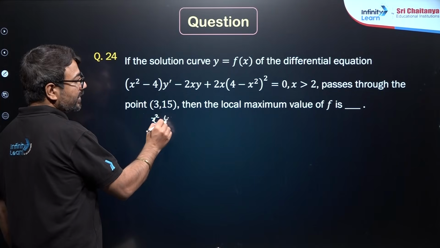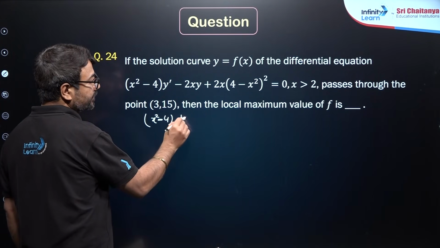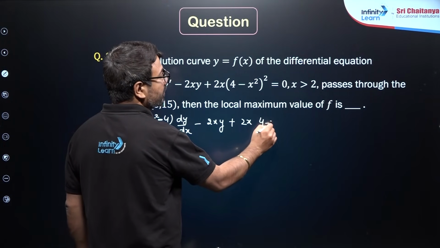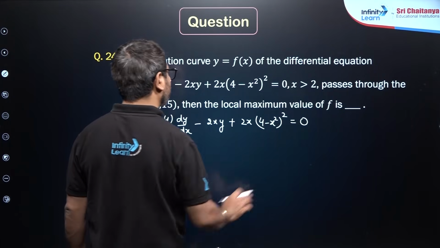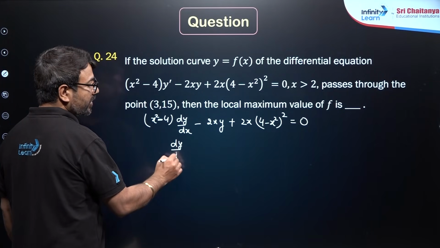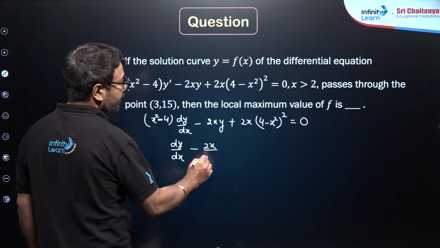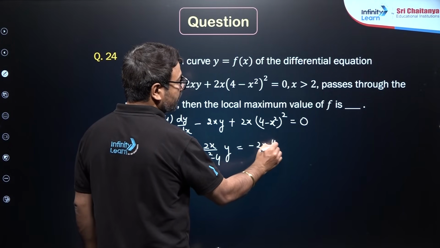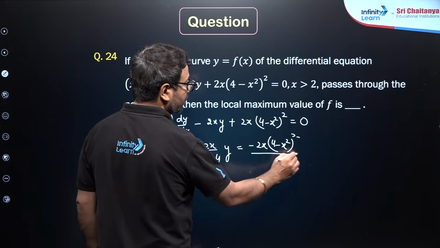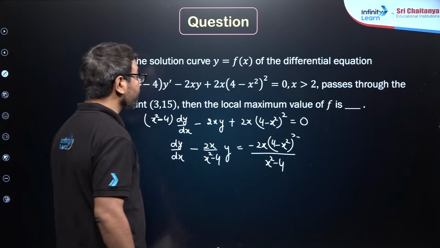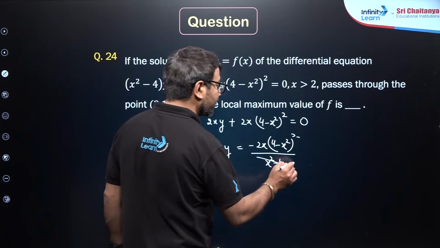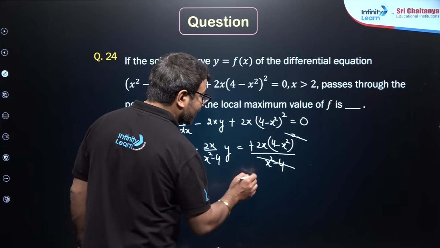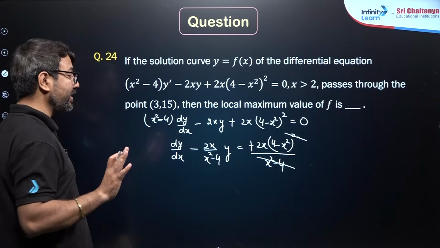They have said (x square minus 4) into dy by dx minus 2xy plus 2x times (4 minus x square) whole square is equal to 0. So first of all you divide by x square minus 4. Here also you divide by x square minus 4. Here also you divide by x square minus 4. If you divide by x square minus 4, this one factor will cancel with this one factor. And this negative will be removed. So you will be left with 2x into (4 minus x square) as the right hand side portion.